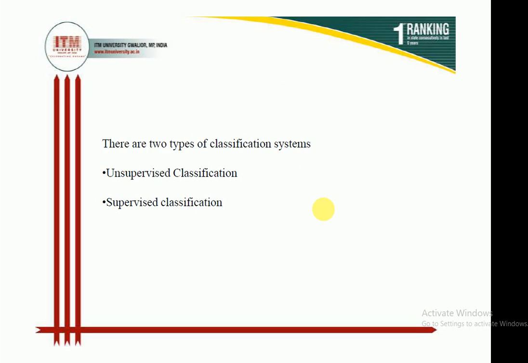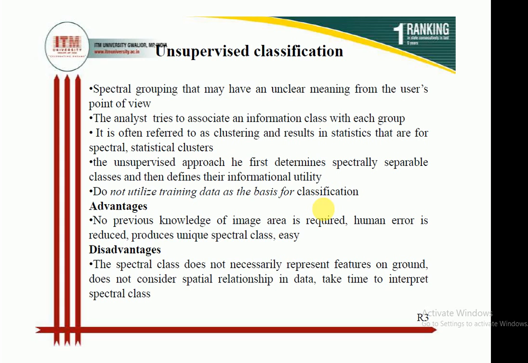There are two types of image classification. One is unsupervised, and the second one is supervised. In the unsupervised classification, prior categorizing of the land feature is not done. No prior information about a certain land feature is needed in the unsupervised classification.